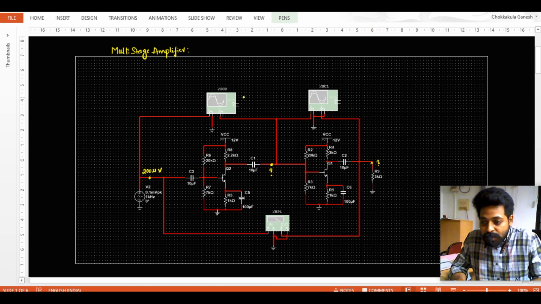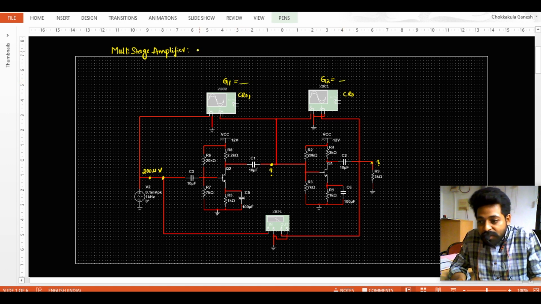So I will be taking two CROs, CRO1 and CRO2, where across CRO1 and CRO2 I will be observing the signal of this input and the signal of this output, and in a similar fashion the signal of the input and the signal of the output, through which I will be calculating the gain of the first stage and the gain of the second stage. And finally I will be observing that the multi-stage amplifier's overall gain is the gain of the first stage into the gain of the second stage.